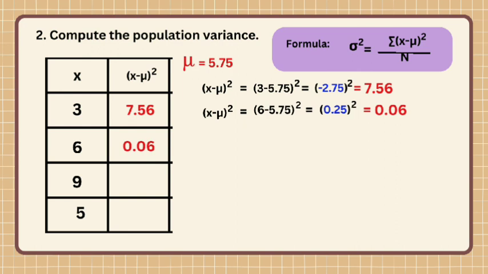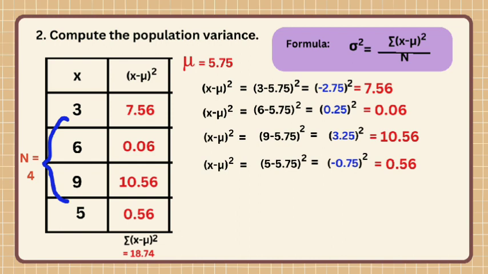Same process: subtract mu, which is 5.75, from 6. So we have 6 minus 5.75, which is 0.25, and then you square it, so we have an answer of 0.06. You do the same process for all other x values. After that, you take the summation of (x minus mu) squared. So we have 7.56 plus 0.06 plus 10.56 plus 0.56, so we have the answer of 18.74.